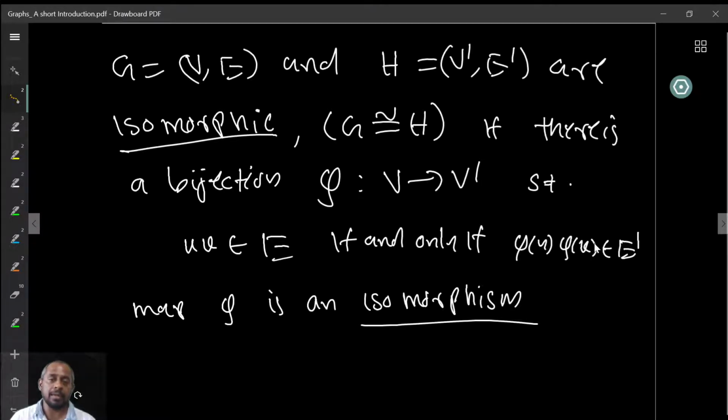The inverse map also should preserve the edges, right? Which means that uv is an edge in the graph G if and only if the images φ(u), φ(v) form an edge in the graph H. Such a map φ is called an isomorphism. So if you have an isomorphism between two graphs, they are said to be isomorphic.